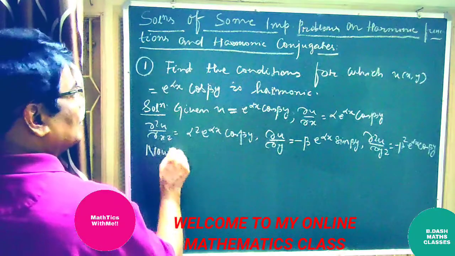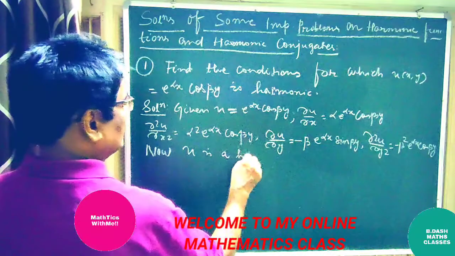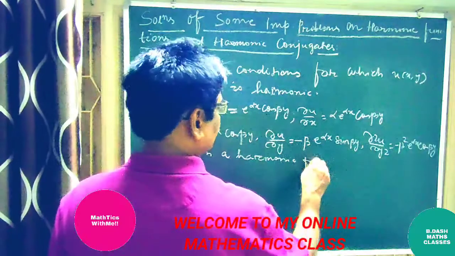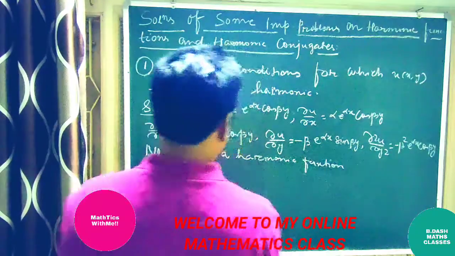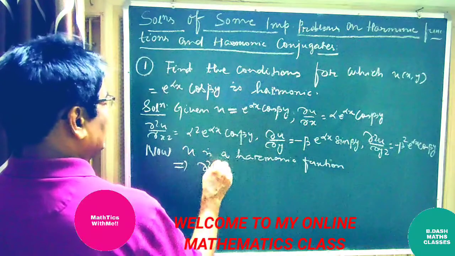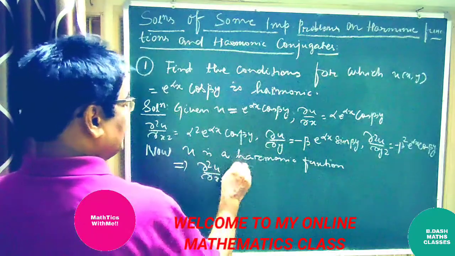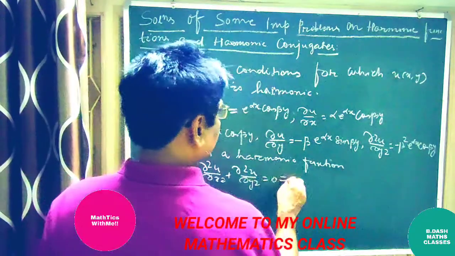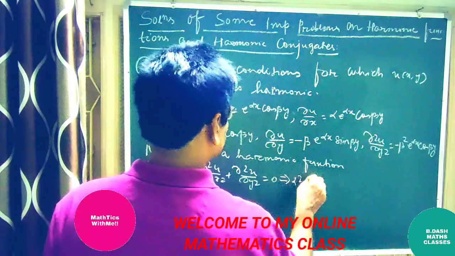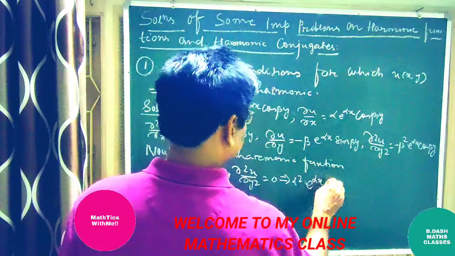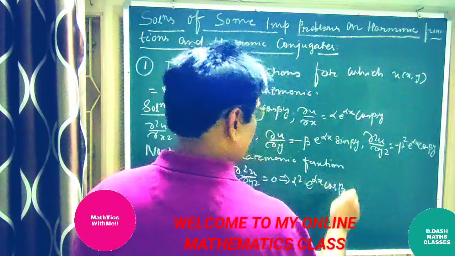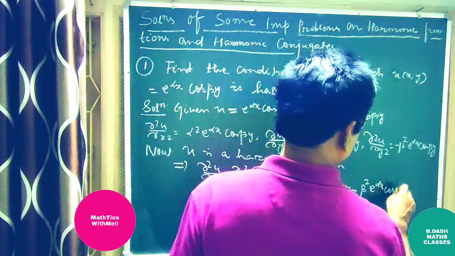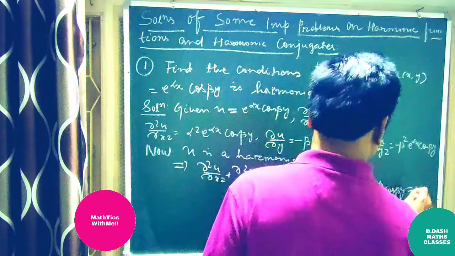Now u is a harmonic function. So this implies del square u by del x square plus del square u by del y square is equal to 0. So this gives us alpha square e to the power alpha x cos beta y minus beta square e to the power alpha x cos beta y is equal to 0.